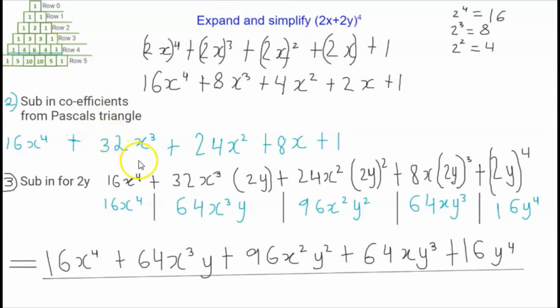And another thing to note is that you actually have to times this out. So if it's 2y, you have to times it out here, and also here as well, where you've got 2x to the power of 4, you have to times it to the power of 4, which is 16, so it'll be 16x to the 4. Remember, it won't stay as 2x to the power of 4, it will actually turn into 16x to the 4, and same for these.